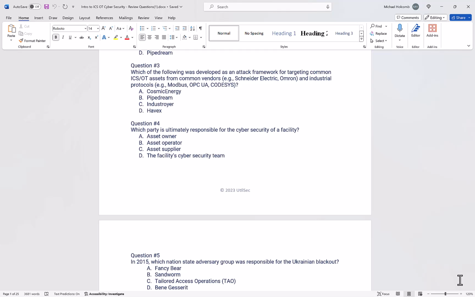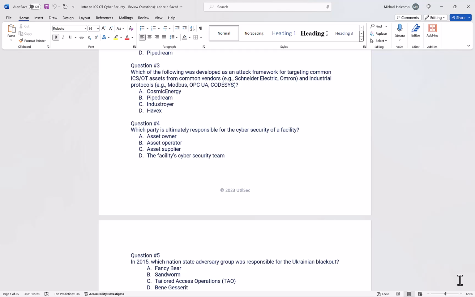So question 4, which party is ultimately responsible for the cybersecurity of a facility? This is one where, depending on who you ask, you might get different answers, but ultimately it's the asset owner.